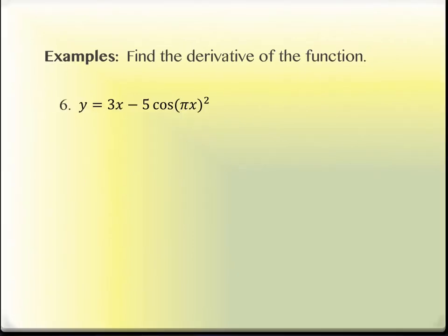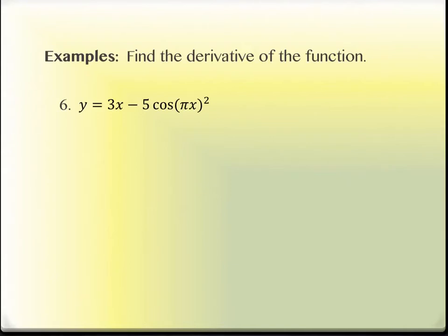Okay, let's try another one. Now this one's a little bit different. For one piece, it's a little bit different because I have the 3x at the beginning and it doesn't involve the chain rule. So I've got a mixture here of something that doesn't use the chain rule and something that does. That's okay, we can do that. The part that does involve the chain rule, though, is not quite the same as the last problem. What's being squared here? The pi x, right? Not the trig function cosine. Cosine is not squared here, pi x is.